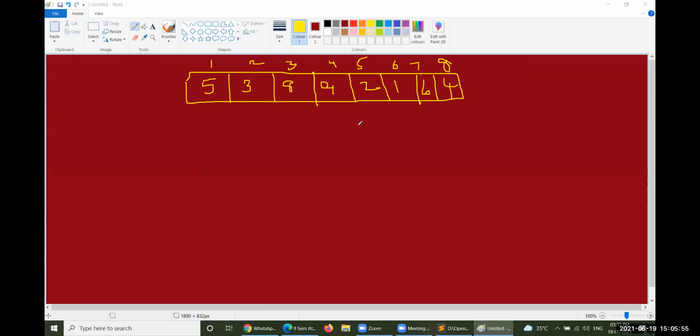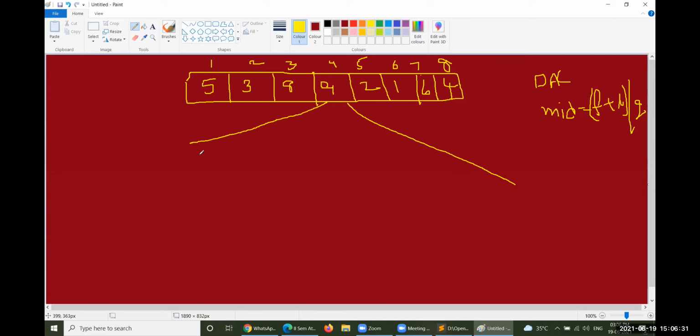If you try to execute the same using the general approach, this is actually the divide and conquer approach. In the general method, first of all it is going to identify the mid element. Mid will be equal to first plus last divided by 2. So first plus last, that is 8 plus 1, 9, 9 divided by 2, that is 4. 1 to 4 will be one subarray, and 5 to 8 will be another subarray.